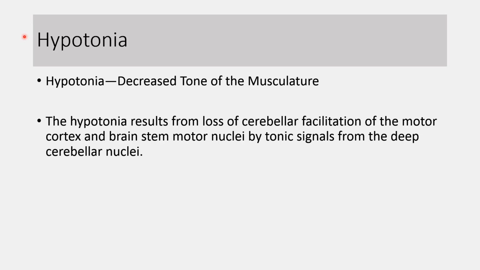In the person with the cerebellar damage, hypotonia is also observed. Hypotonia is the decreased tone of the musculature. Now the hypotonia results from loss of the cerebellar facilitation of the motor cortex and the brainstem motor nuclei by the tonic signals from the deep cerebellar nuclei. So in the person with the cerebellar damage, hypotonia is also present.